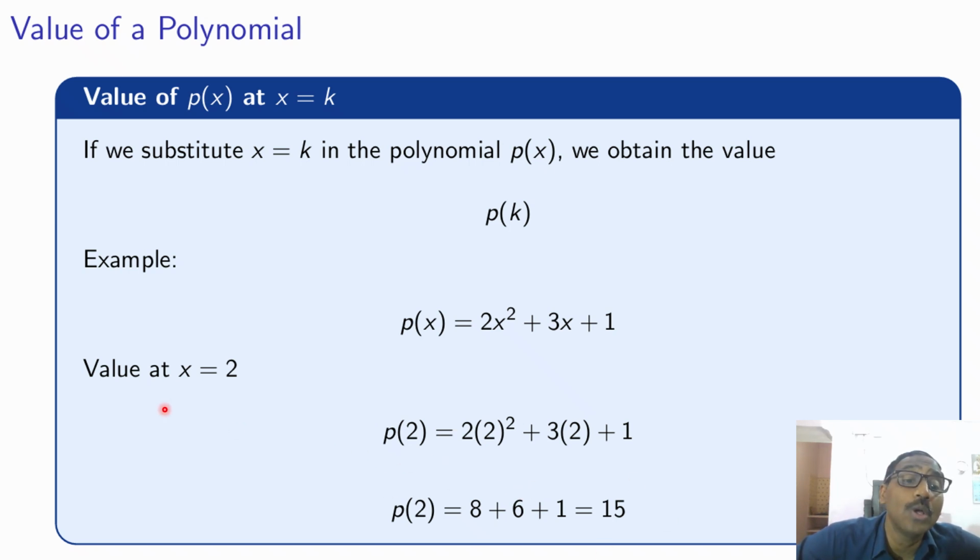If they give this polynomial and ask to find the value at x equal to 3, what will you find? p of 3. In place of x you are going to take x equal to 3. Okay, we will go to the next slide.